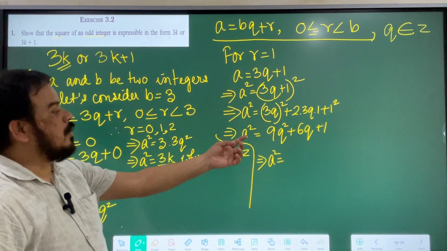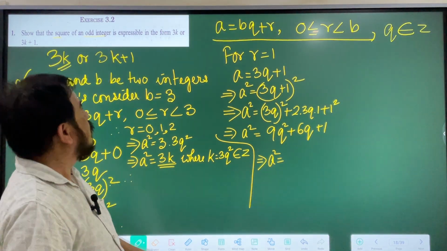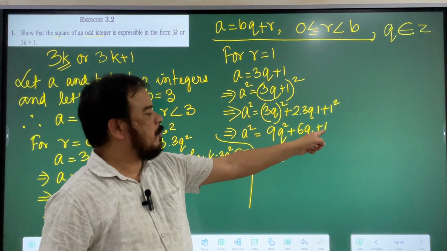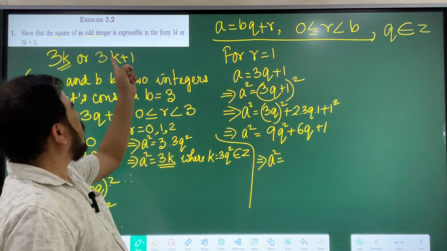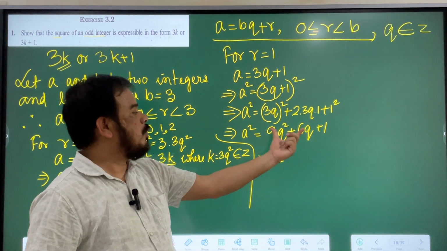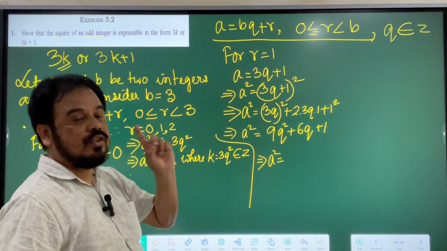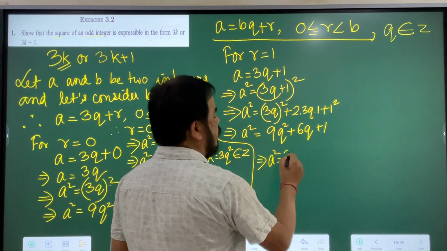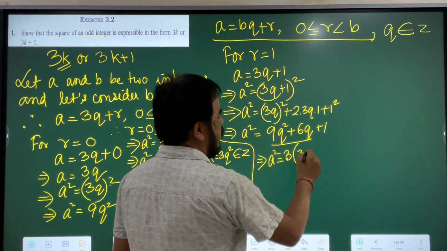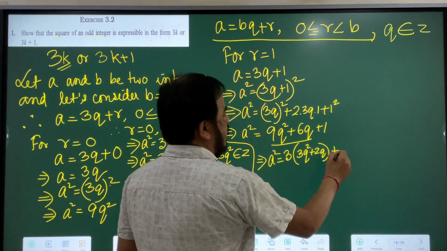But here it is not one term. The 2-3 terms are there, so we will try to get 3k plus 1. Of course we have got plus 1 already. So we will try to get 3k from here. Remember that the number is 3, so that is why we will take 3 common from these two: 3q square plus 2q plus 1.